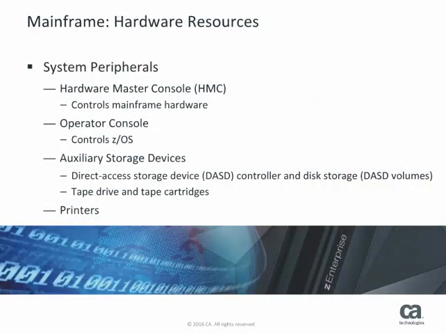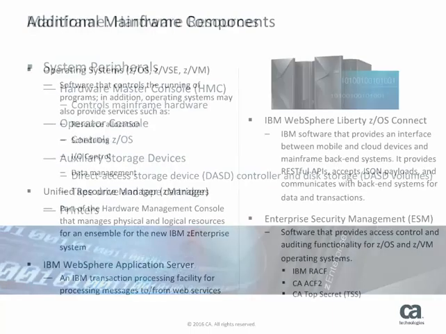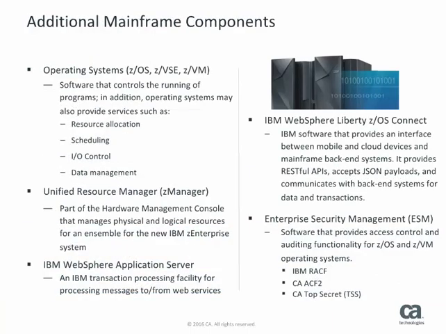Mainframe hardware peripherals include the Hardware Management Console, HMC, the operator console that controls z/OS, auxiliary storage devices like Direct Access Storage Device, DASD controller, disk storage, and tape drives, and printers. The most prevalent operating system for the mainframe is z/OS. Smaller organizations might use z/VSE, and many organizations use z/VM to manage z/OS and z/VSE. In addition, z/VM is used to manage Linux on Z systems.